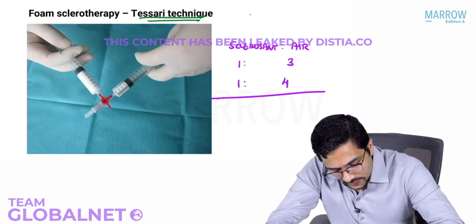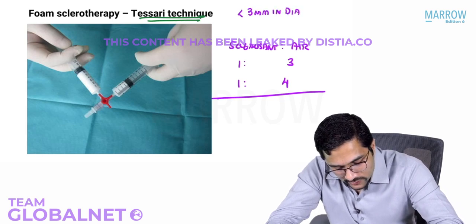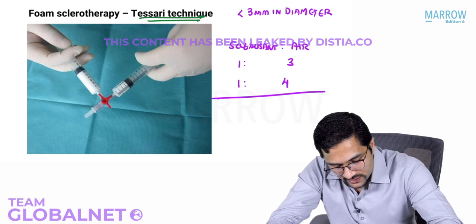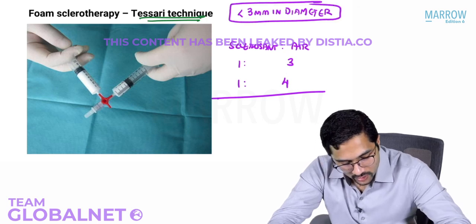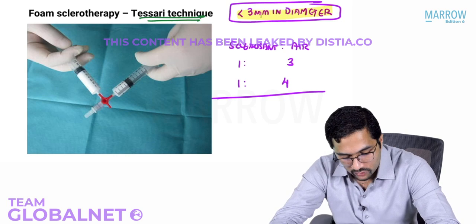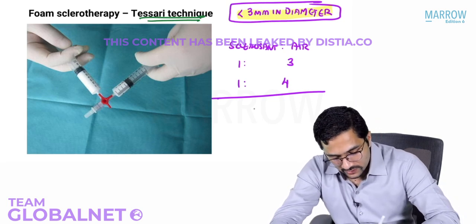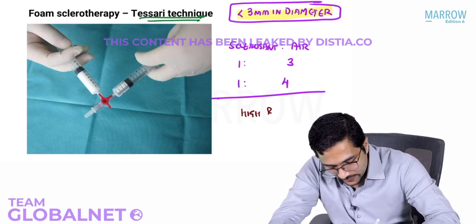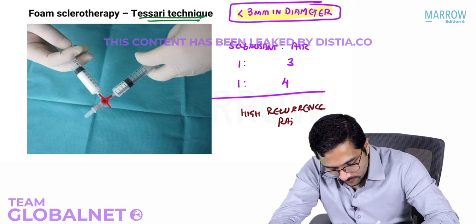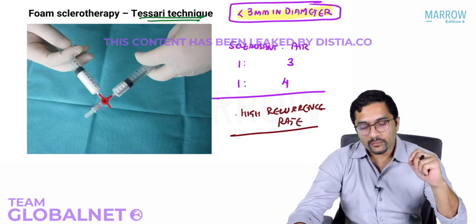Now, foam sclerotherapy can only be done for veins which are less than 3 millimeters in diameter. So it can only be done for reticular veins and thread veins. You cannot do foam sclerotherapy for varicose veins. And foam sclerotherapy is associated with a high recurrence rate as well. There is high recurrence rate and high complication rate in foam sclerotherapy.